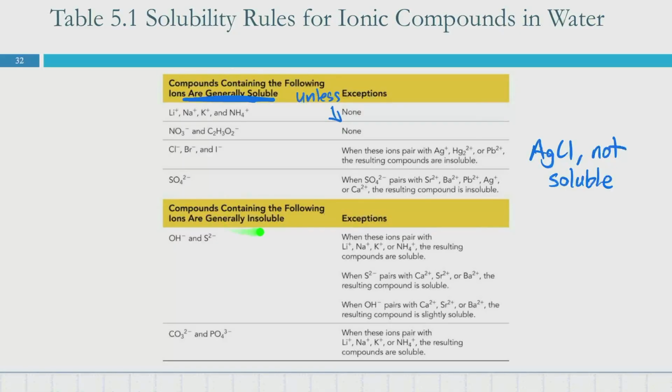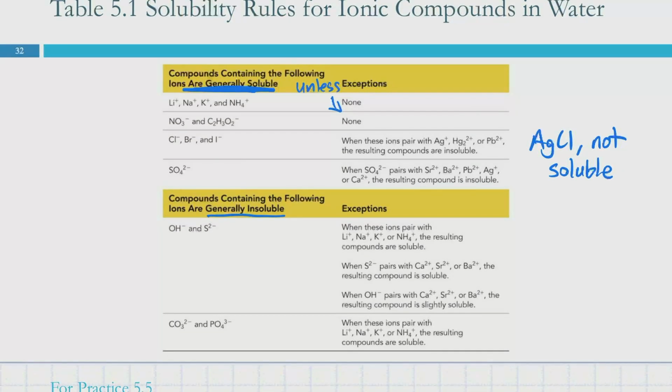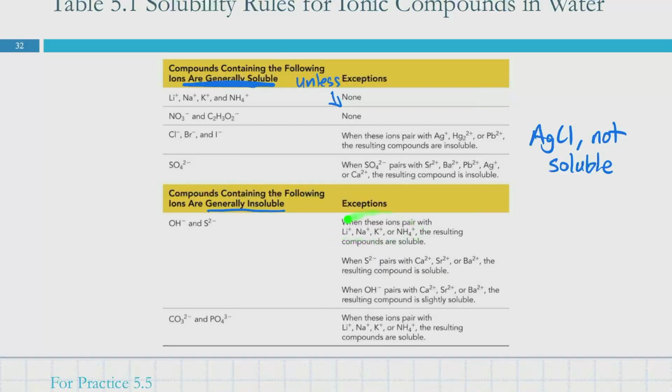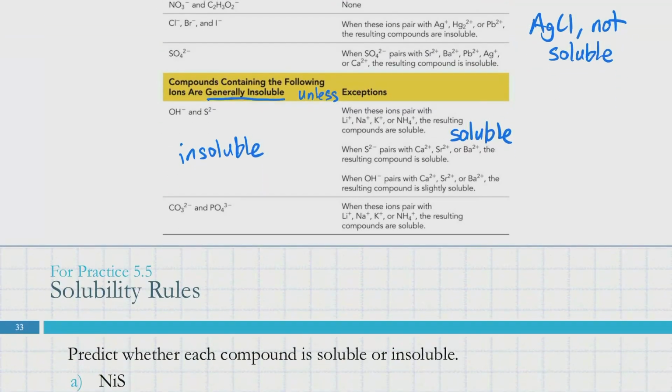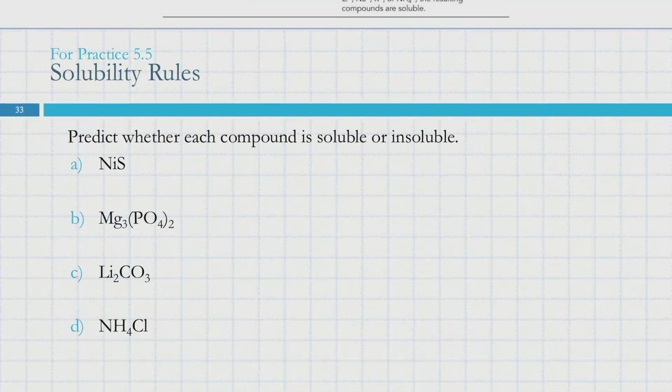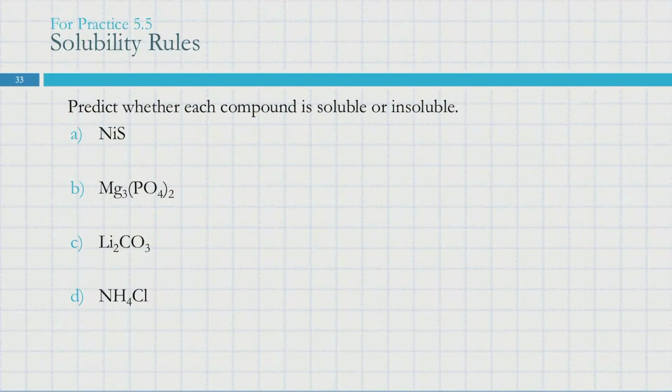The bottom section is things that are generally insoluble or not soluble, or very slightly soluble. So generally, if you've got a hydroxide or a sulfide, carbonates, phosphates, those are generally going to be insoluble unless they're paired with these. So insoluble, if it meets one of these exceptions, then it would be soluble. And we'll do some examples of looking through those. So we want to predict whether these compounds are soluble or insoluble, and then we'll have some time for questions.